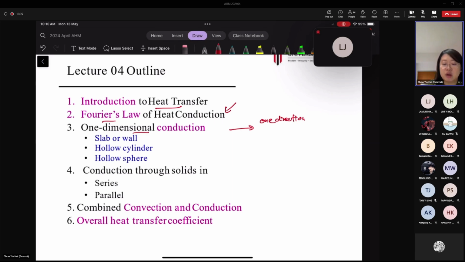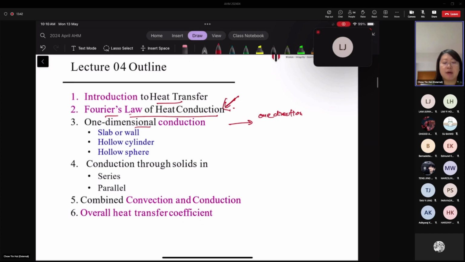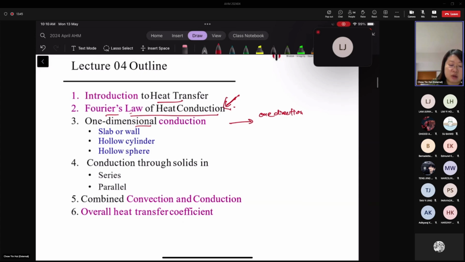Then it will affect how you are going to write the differential equation for the Fourier law later. Actually, it depends on the direction of the heat conduction. So we are going to look at the case of slab, cylinder, as well as the sphere. Then after that, we'll talk about conduction through solids, if it's in series and in parallel, and then we'll revisit how we are going to do the calculation for heat transfer if we have the case of convection and conduction. And lastly, we'll talk about the overall heat transfer coefficient, the U value.